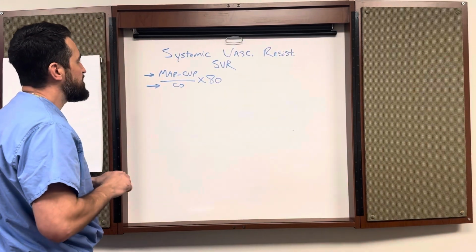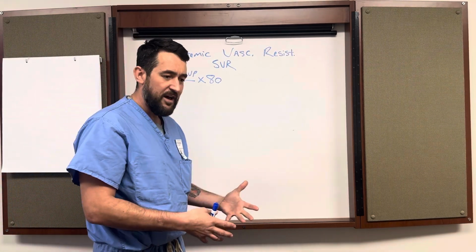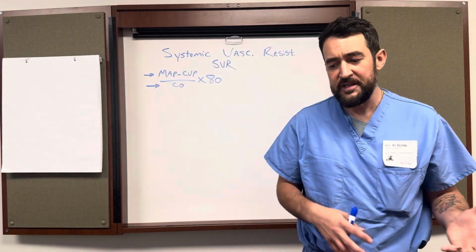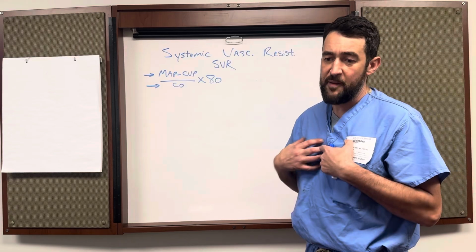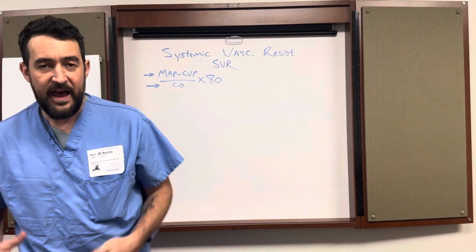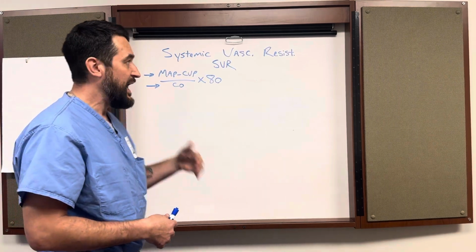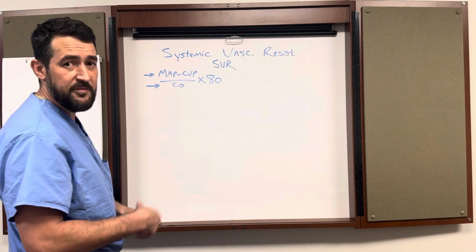So SVR is one of those numbers where you can have someone that's totally healthy and has an abnormal SVR, and you can have someone who's really sick that has a normal SVR. So the way that I have used SVR in my practice is to help me delineate shock states. So if I have somebody who looks like they are in shock or going to be in shock, I can use SVR to quickly assess what type of shock that is. So let me explain that.